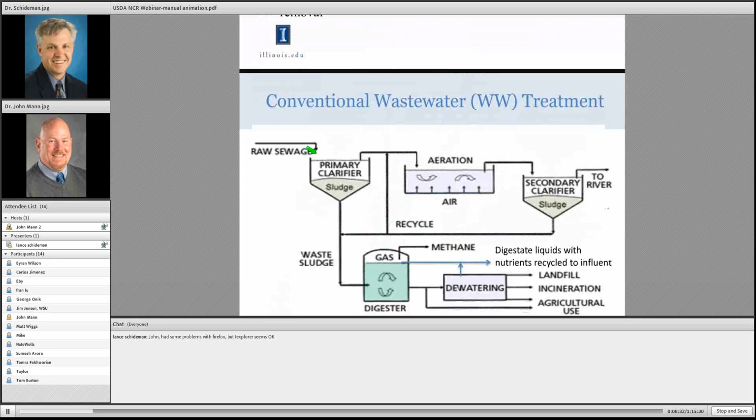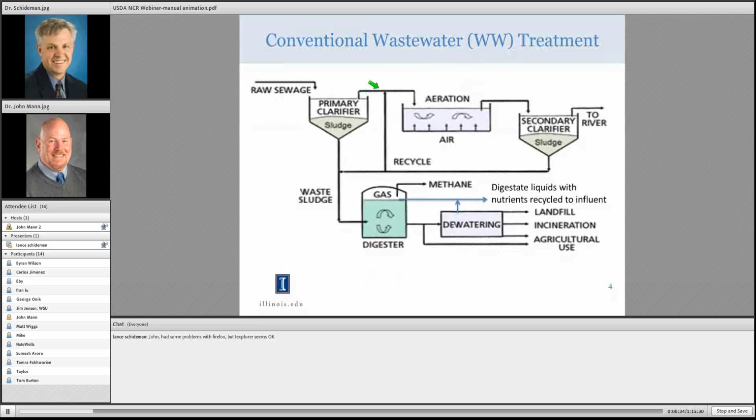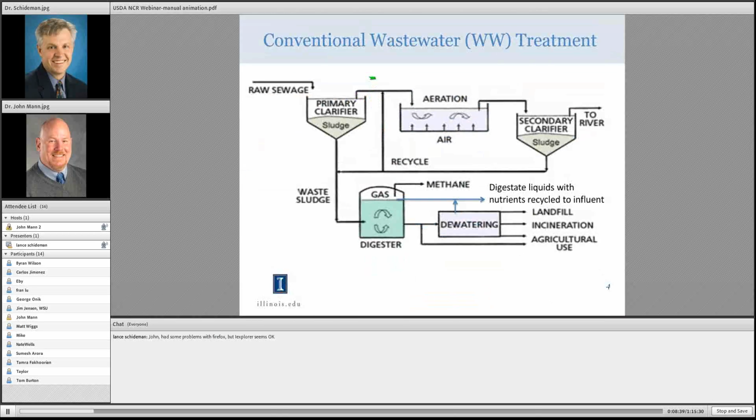The secondary stream, well, I'm having difficulties here. I can't move the arrow without moving the slide, so I'm probably just going to have to talk this one through. The secondary stream here, the underflow of sludge, goes down into a digester, an anaerobic digester, where that's converted into methane. Then those solids are subsequently removed, dewatered, and can be sent to many different applications. It can go to landfill, incineration, or agricultural reuse.